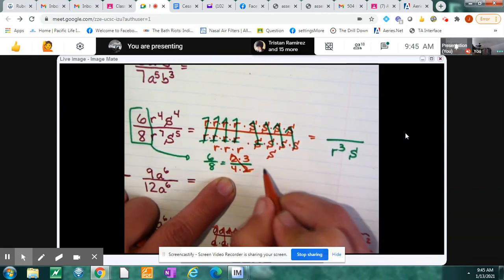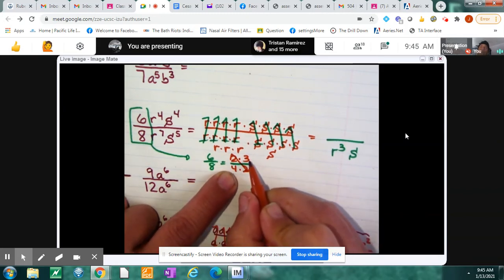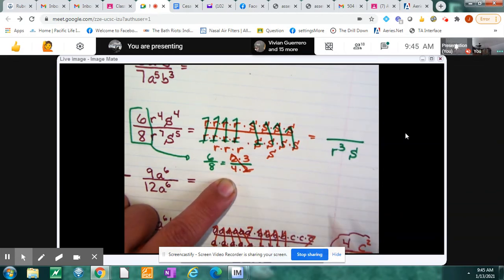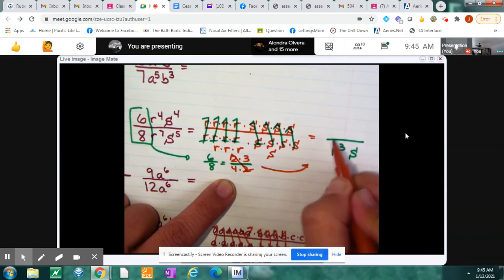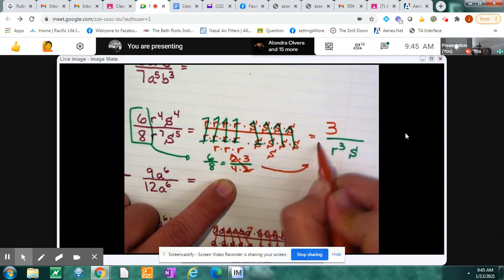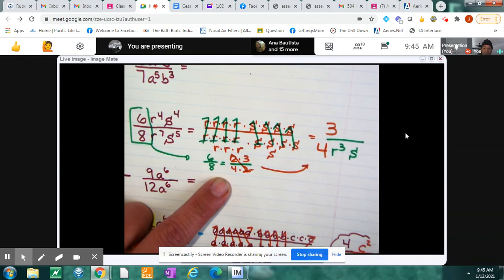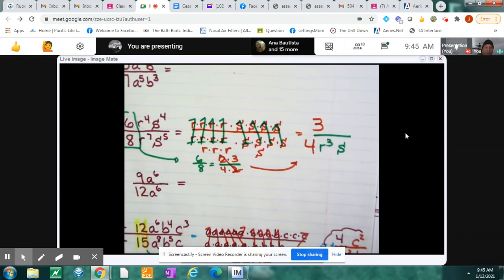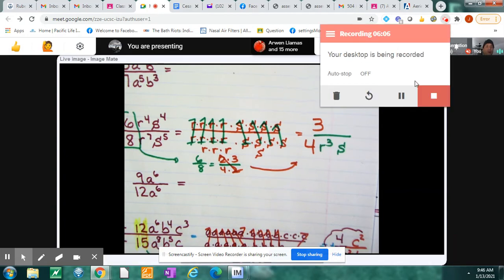So now, can I break down the 3? No, because that's 3 times 1. And 4 is 4 times 1, 2 times 2. No, that's it. That's all. So now you bring it back, and then your answer is 3 over 4. Do you see that? You see how that works? Thumbs up if you see how that works.